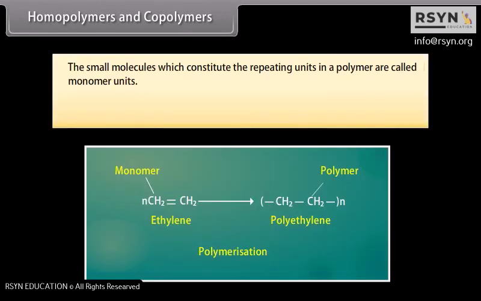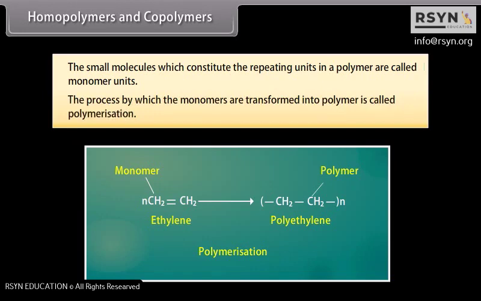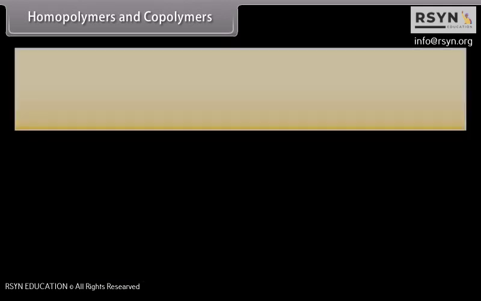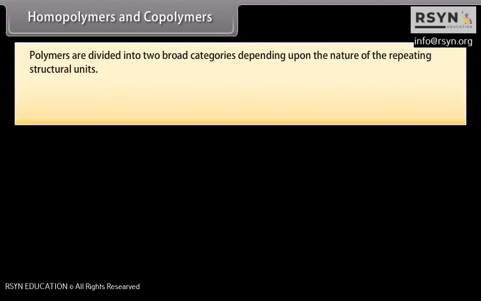Homopolymers and copolymers. The small molecules which constitute the repeating units in a polymer are called monomer units. The process by which the monomers are transformed into polymer is called polymerization. For example, polyethylene is a polymer which is obtained by the polymerization of ethylene. The ethylene molecules are referred to as monomer units. Polymers are divided into two broad categories depending upon the nature of the repeating structural units.